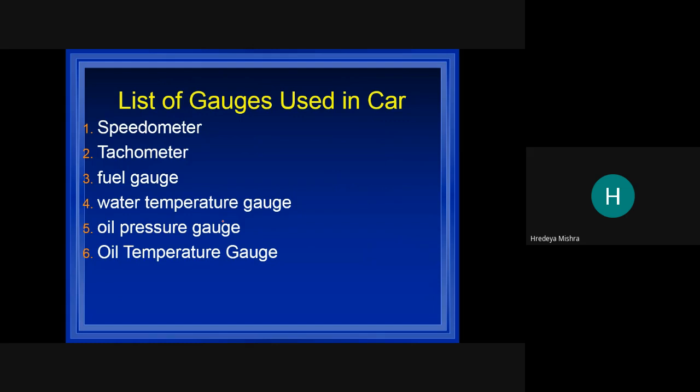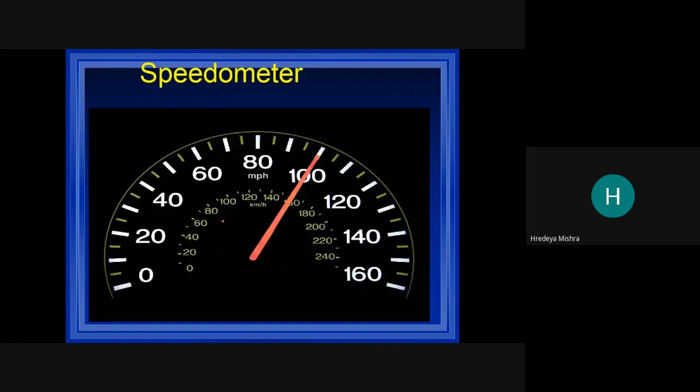Okay, because the speedometer tells you the current speed of the vehicle, so you can optimize your speed during the journey. So the speedometer shows you the speed, the RPM, or mph, or kilometers per hour speed.